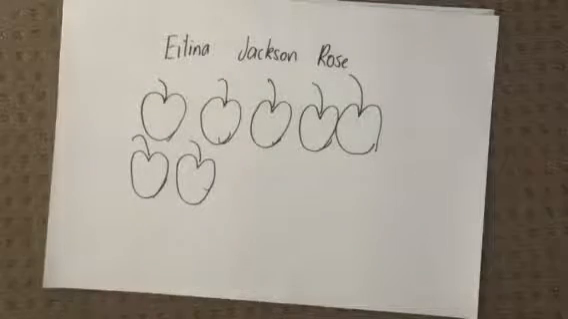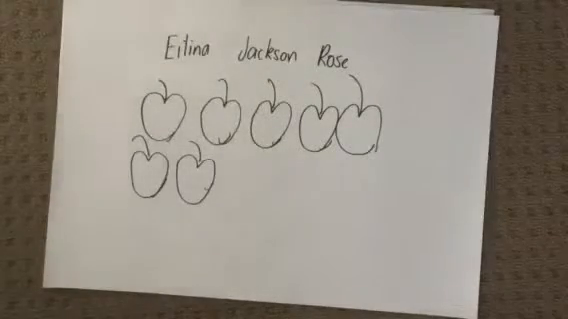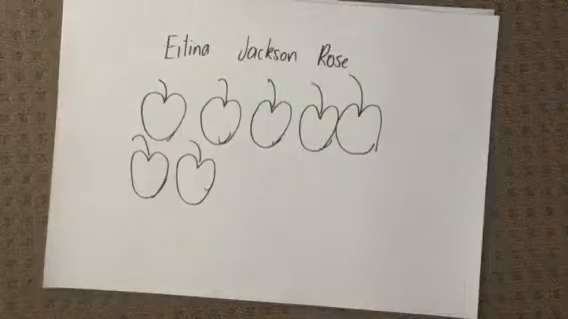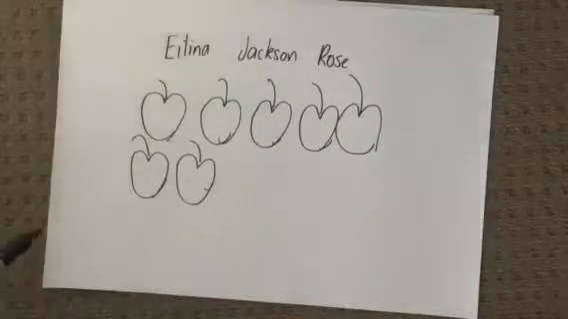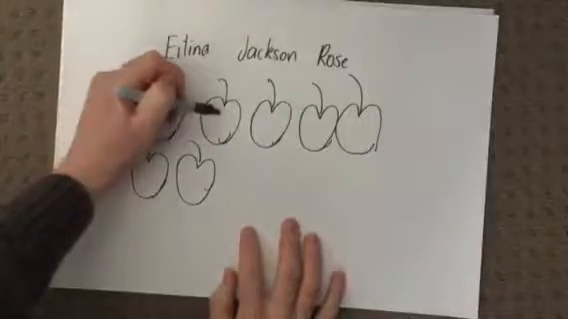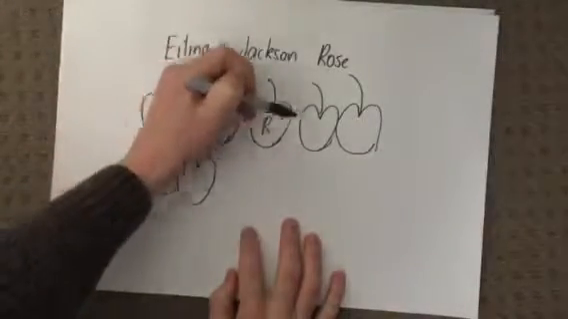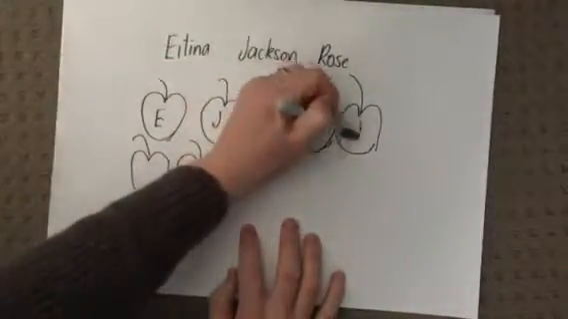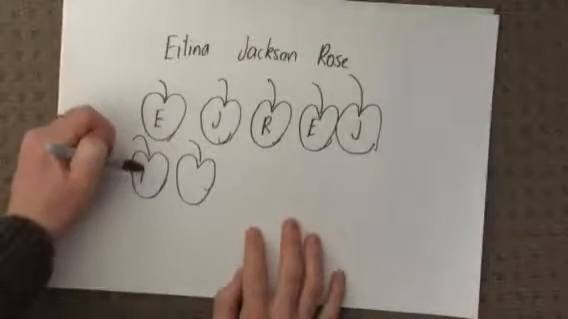Now remember, the first thing we need to do is make sure we can say how many whole apples they could have first. And then we can divide the last one at the end. So let's see how many whole apples they could have. So Alina would have 1. Then Jackson would have 1. Then Rose would have 1. Then Alina would have 1. And then Jackson would have 1. And then Rose would have 1.